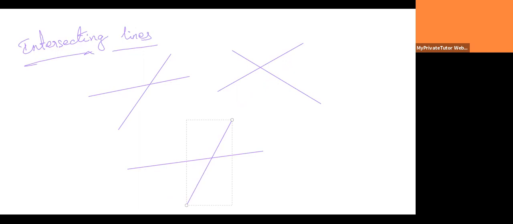Yeah, that means the lines meet. Okay, there is no angle required here. It can be any type of angle. It can be 20, it can be 30, it can be 90. It doesn't matter. If the two lines meet, then those two lines are called intersecting lines.